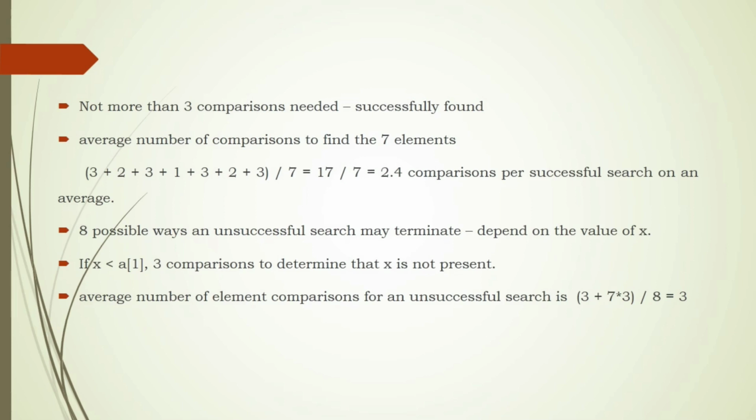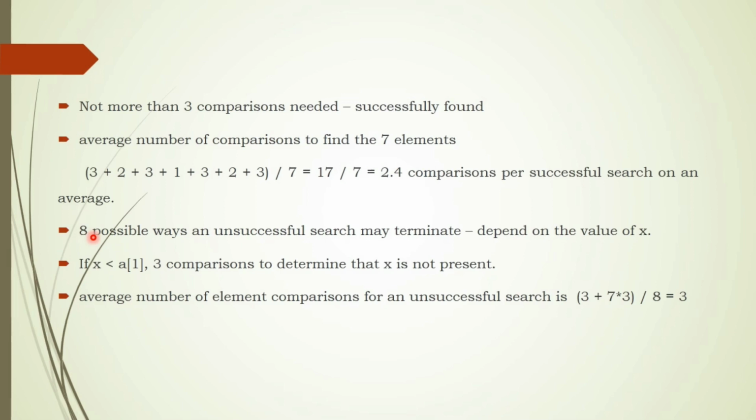So in the example, for each of the elements present in the list that is successfully found, we saw that we did not use more than 3 comparisons, either 3, 2, or 1 comparison, by which we declared that the element was successfully found. So the average number of comparisons to find the 7 elements is adding all, that is 3 plus 2 plus 3 plus 1 plus 3 plus 2 plus 3, divided by 7, because there are 7 elements. That is 17 by 7, that is 2.4 comparisons for a successful search on an average.